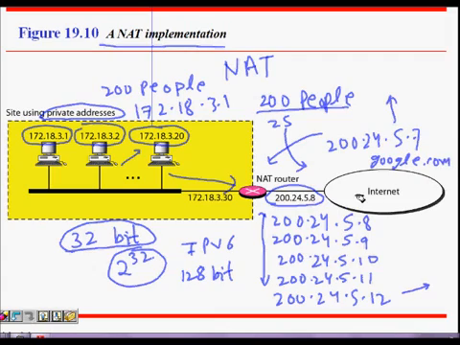But now what happens if Google sends you the reply? This is a $1 billion question. The reply comes back with the destination 200.24.5.8, so it will come back to the NAT router itself. But how will this router know which computer from the internal area had sent the request? They propose a very simple solution.